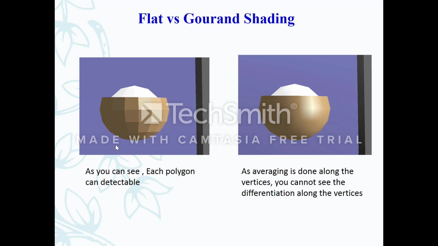Here I show the difference between flat and Gouraud shading. As I said, in flat shading, every polygon can be differentiated as there is a difference of color between each polygon. In Gouraud shading, averaging is done along the vertices, so you cannot easily differentiate between the polygons.